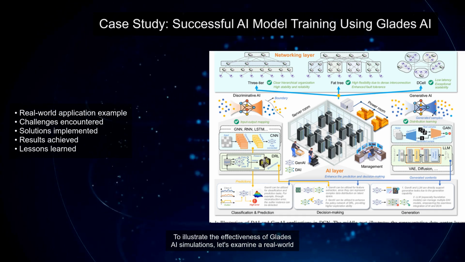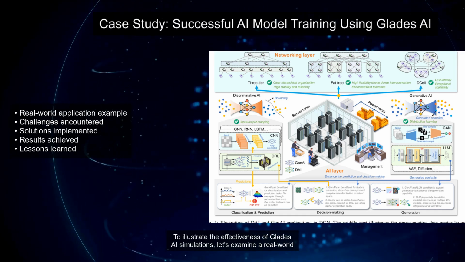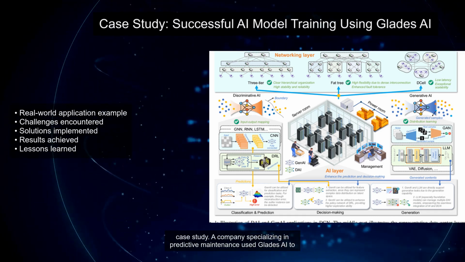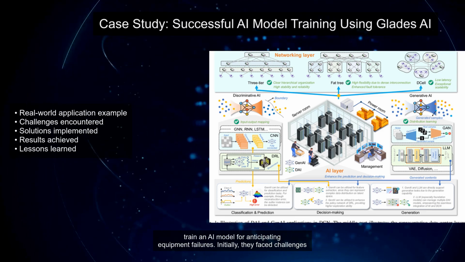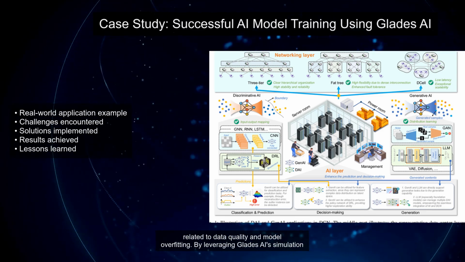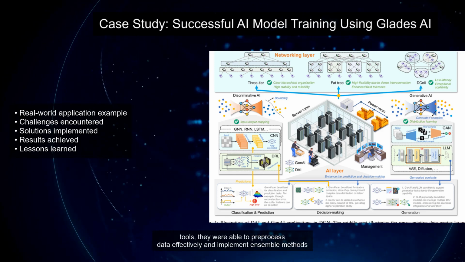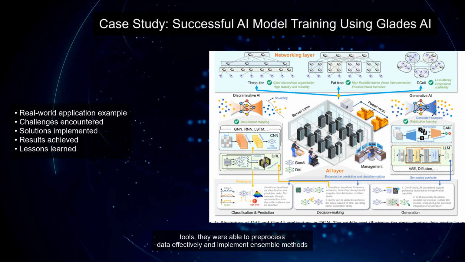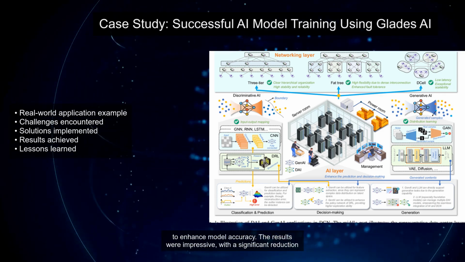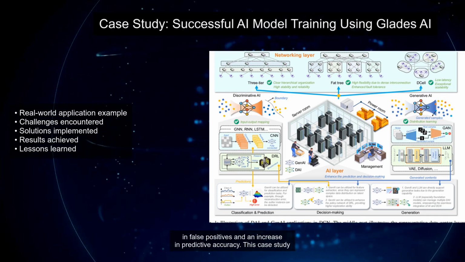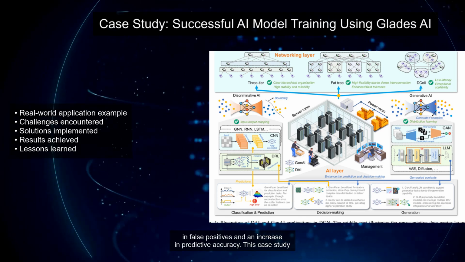To illustrate the effectiveness of Glades AI simulations, let's examine a real-world case study. A company specializing in predictive maintenance used Glades AI to train an AI model for anticipating equipment failures. Initially, they faced challenges related to data quality and model overfitting. By leveraging Glades AI simulation tools, they were able to preprocess data effectively and implement ensemble methods to enhance model accuracy. The results were impressive, with a significant reduction in false positives and an increase in predictive accuracy.